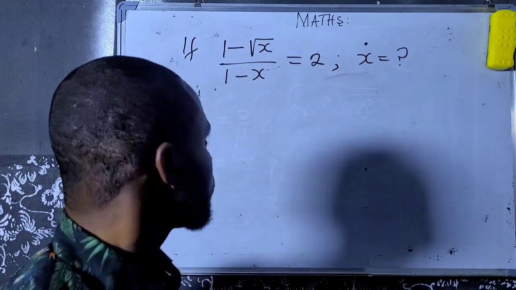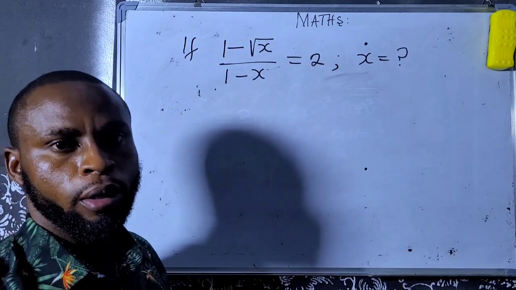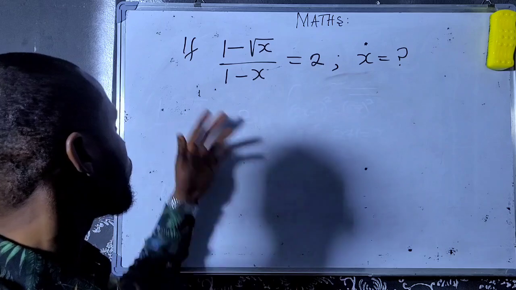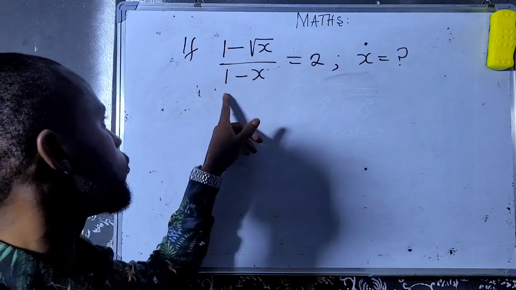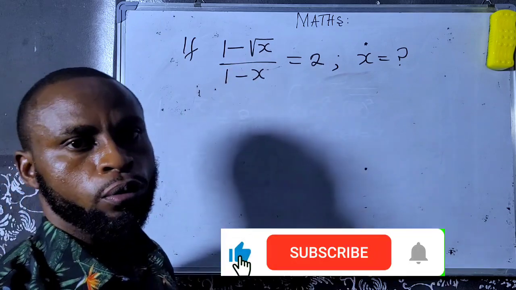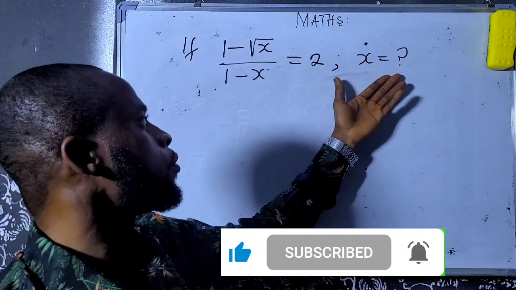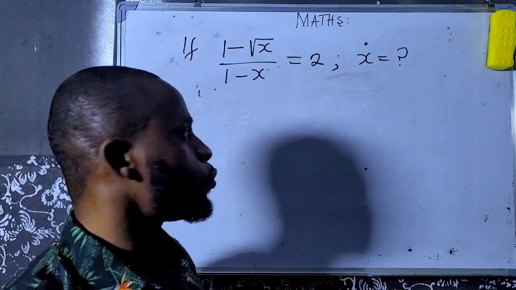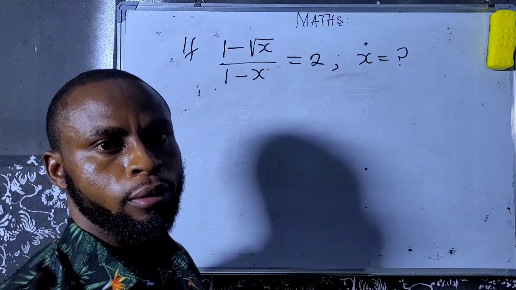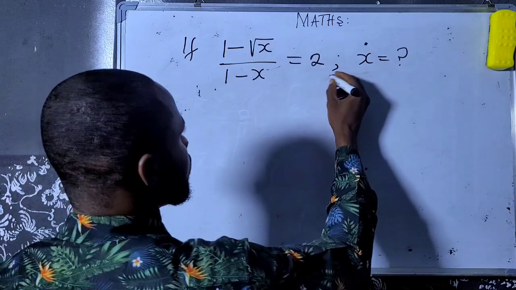Let us provide a solution to this radical equation here on the board. We have, if (1 minus root x) divided by (1 minus x) equals 2. Here we are to find the value of x that will satisfy this equation. I put down here: solution.